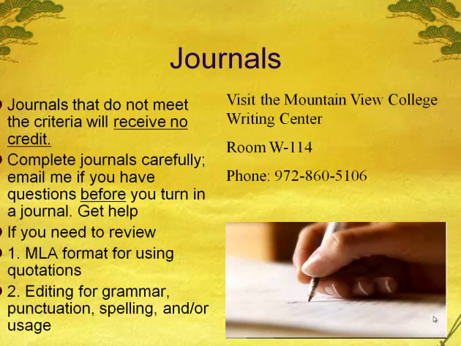And if you know that you have problems with, let's say, comma splices, run-on sentences, sentence errors, or subject-verb agreement, those will not be acceptable in your journals. This is a sophomore level class. It's assumed that you've already taken English 1301 and 1302 and that you know how to write a complete sentence. So if you need to review any of this, you can do so. You can review MLA format, and you can review editing for grammar at the Writing Center at Mountain View.